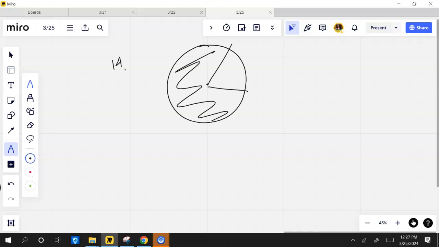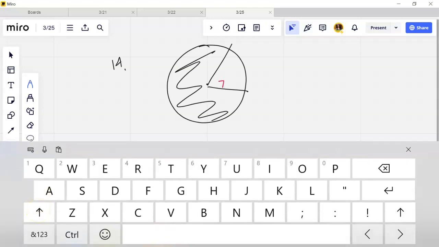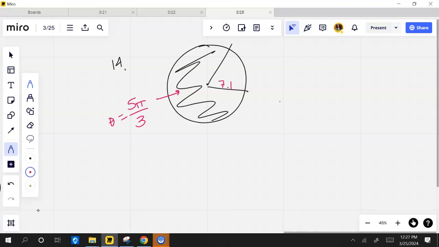This is my shaded. You have to pay special attention to what is shaded here. All right, so this is 7.1. This is 5 pi over 3. And that is my theta. It asked me to find the area of the shaded. Because it's in radians, it's 5 pi over 3.